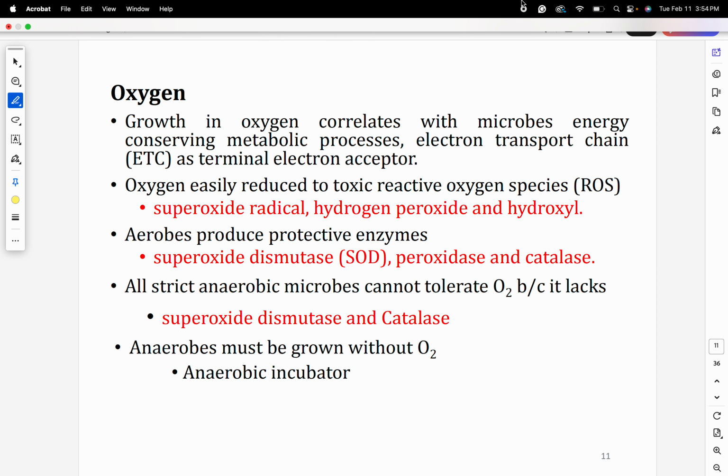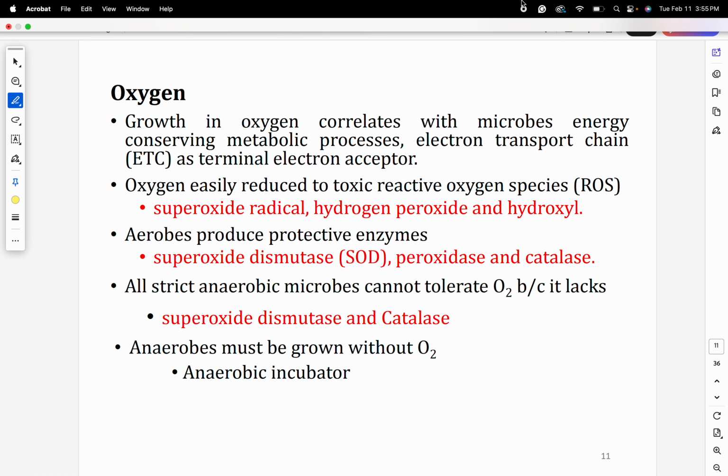Okay? Another important chemical requirement is oxygen. So I've talked about this a while ago. So growth in oxygen is related with how microbes carry out metabolic processes, whether they make use of molecular oxygen as a terminal electron acceptor. In the environment, oxygen is easily reduced to toxic reactive species, reactive oxygen species, ROS.